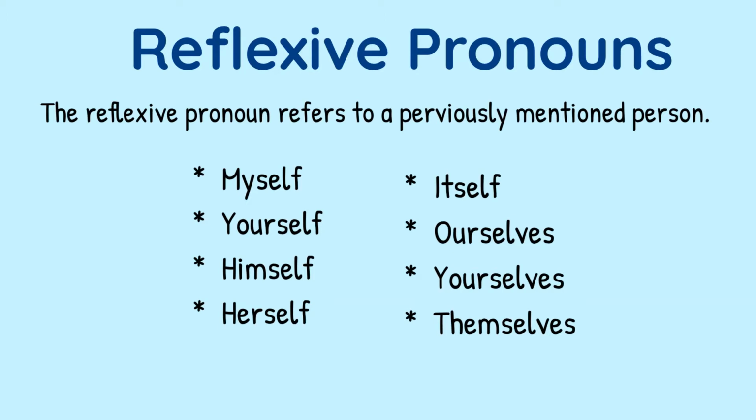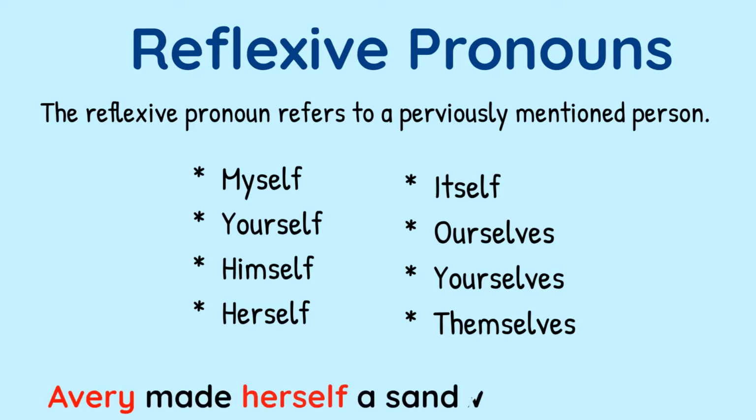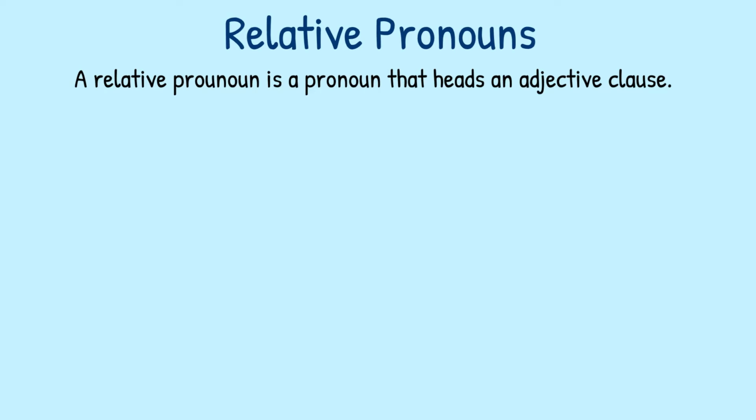So this is talking in past tense or previous person. Example, Avery made herself a sandwich for lunch. You're reflecting back.